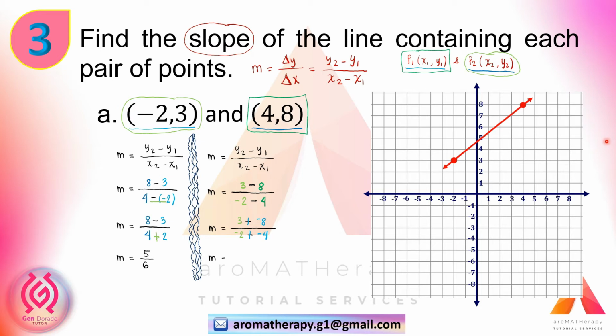So now, let us simplify. What is 3 plus negative 8? Which is equal to negative 5. What is negative 2 plus negative 4? Is equal to negative 6. So we have negative 5 over negative 6. And take note that negative divided by negative is equal to positive. So we have 5 over 6. As you may notice, we have the same slope. So it doesn't matter which ordered pair is selected as x sub 1. Kahit sino pwede maging x sub 1. Basta pair sila. Understood?